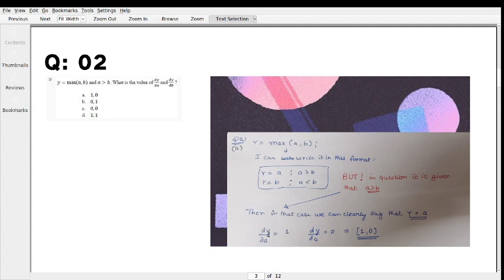So we will do the derivative dY by dA, and it will be 1. And dY by dB will be 0, because B is not there. In this way the answer will be 1 comma 0, option A.